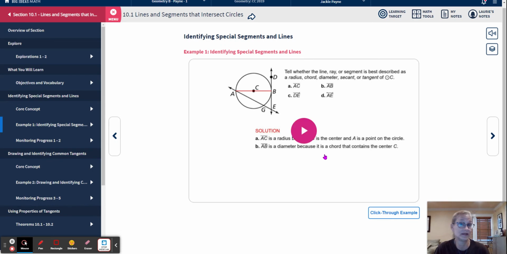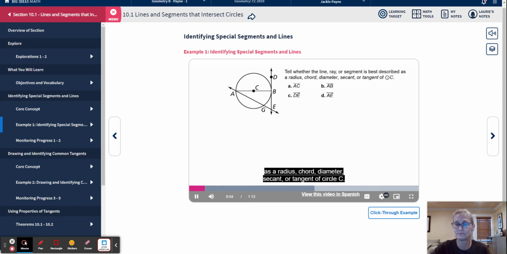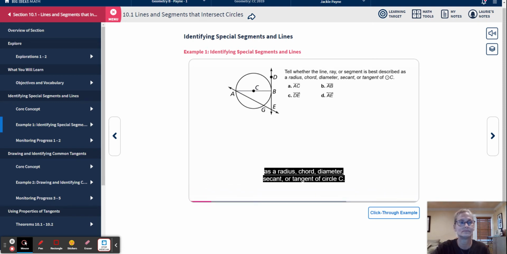So we'll do an example here. Tell whether the line, ray, or segment is best described as a radius, chord, diameter, secant, or tangent of circle C. Part A, segment AC. Part B, segment AB. Part C, ray DE. Part D, line AE. Solution.